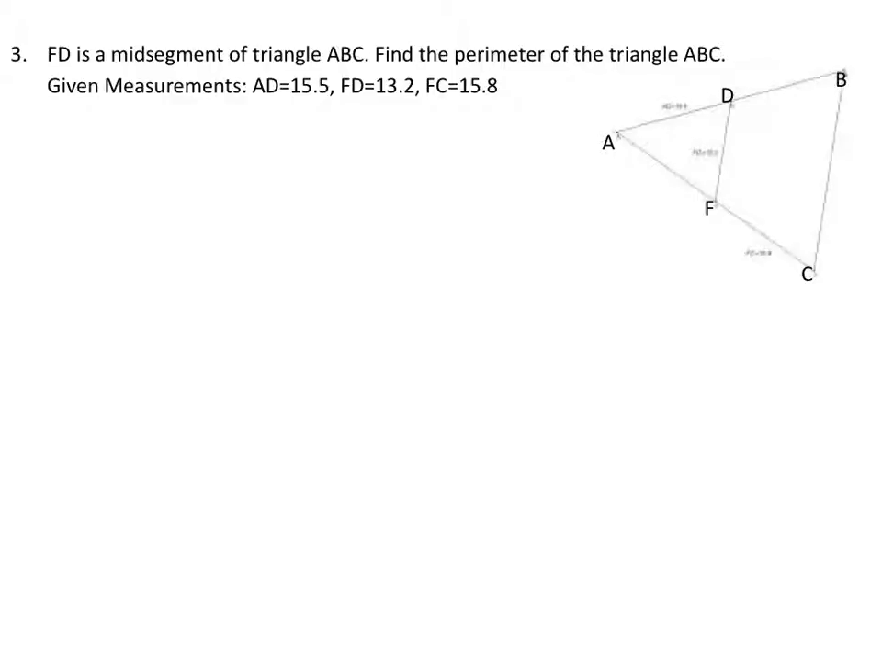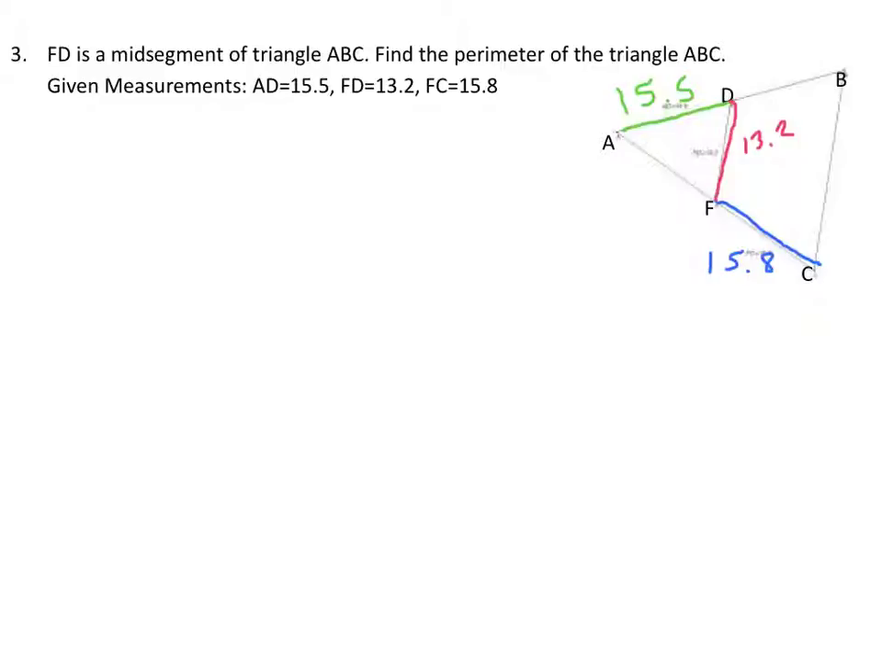Alright, so number 3, FD is a mid-segment of triangle ABC. Find the perimeter of triangle ABC given the following measurements. So let's go ahead and label what we have on our triangle. We know that AD is 15.5. That's AD. And FD, which is our mid-segment, is 13.2. And then FC, which is down here, is 15.8.